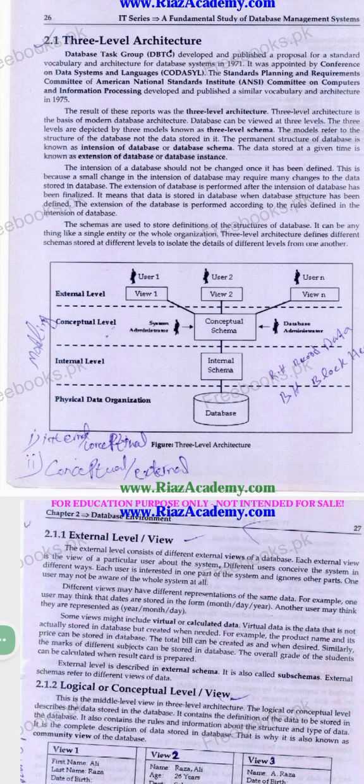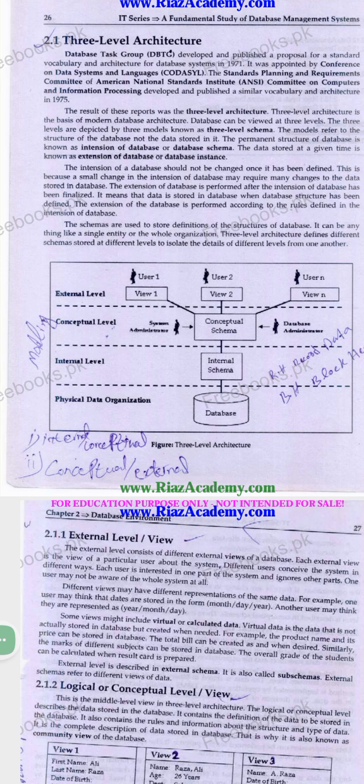That's why it separates what the user sees, what the database designer creates, and how the data is actually stored in the computer. This 3-level architecture is mainly important because of these 3 things: it separates what the user sees, what the database designer creates, and how the data is actually stored in the computer. Now we come to this figure.